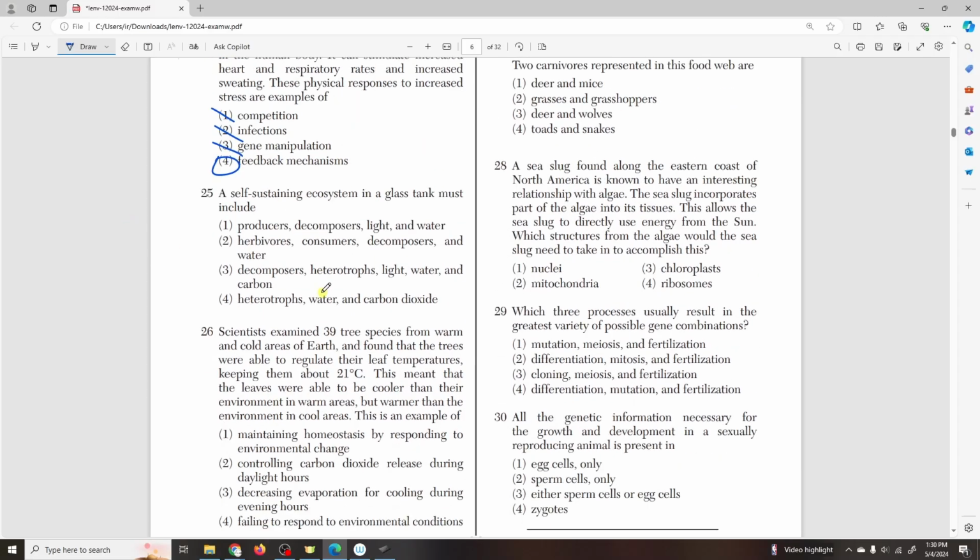Number 25 says a self-sustaining ecosystem in a glass tank must include what? Well, if you're self-sustaining, that means that you don't need any external source of energy. So the environment needs to be able to produce its own source of energy, right? And I mean energy in terms of food, right? So normally you have producers, and producers are the things that make the energy for the environment. They take H2O and they take CO2, and they take water. Sorry, they take light, right? Sunlight, and they produce their own food and they grow.